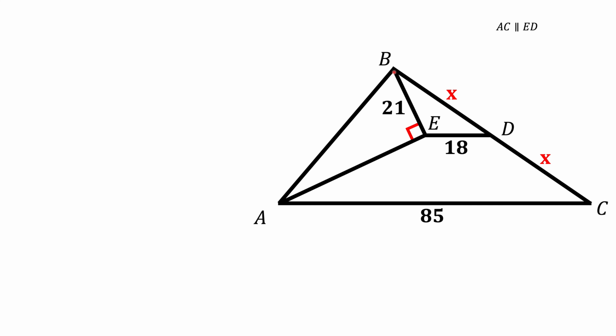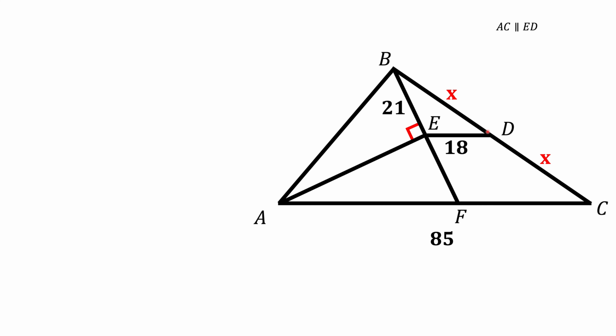The first thing we're going to do is extend the side BE until it intersects the side AC. And now if I look at triangle FBC, I indeed see that ED is a midline of this triangle. Again, it's a midline because it's parallel to the side CF, and that splits the side BC into two halves.